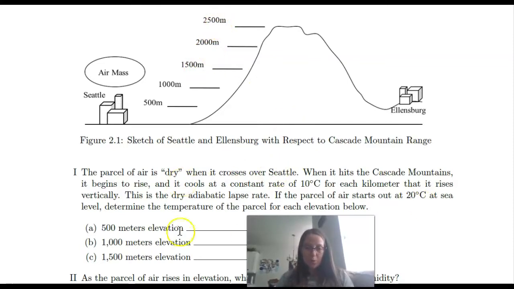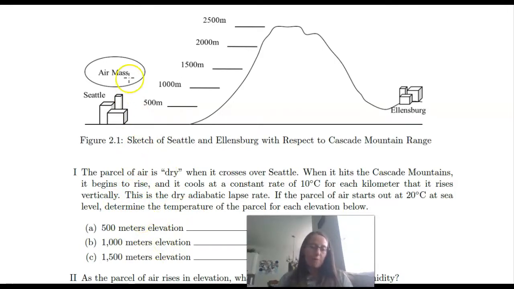Okay, so this is a dry adiabatic lapse rate, okay? The lapse rate, meaning the rate at which it cools, is called an adiabatic lapse rate, and it's dry. It differs from the wet, as we'll see later. So if the parcel of air starts at 20 degrees Celsius at sea level, so here it's at 20 degrees Celsius, determine the temperature of the parcel for each elevation below.